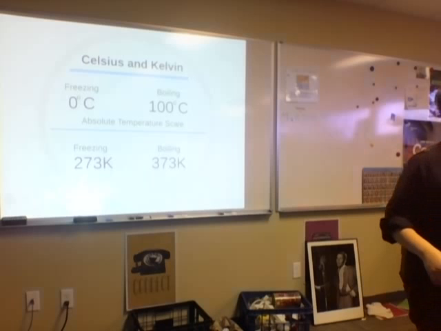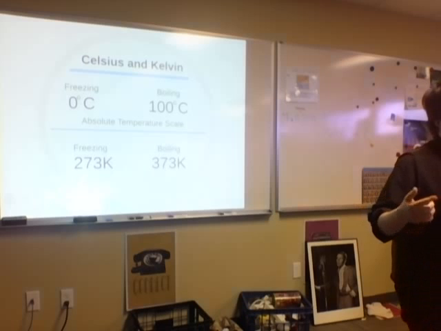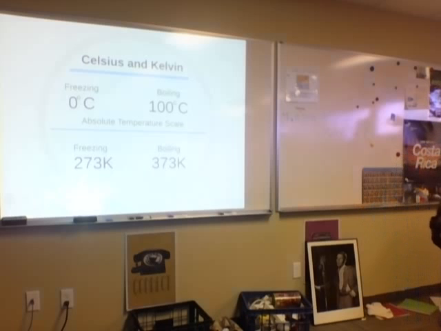And because it's an absolute temperature scale, 0 equals 0, so unlike Celsius, you won't be able to go into negatives. To convert between the two, you take whatever number Celsius you have and add 273 to get Kelvin. And to convert from Kelvin to Celsius, you take whatever number Kelvin you have and subtract 273.